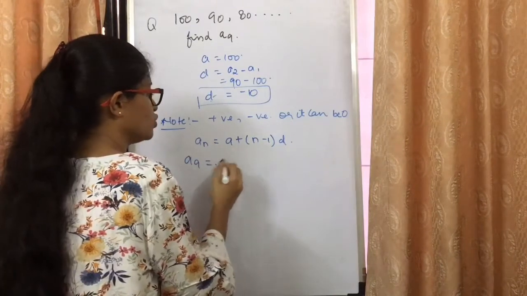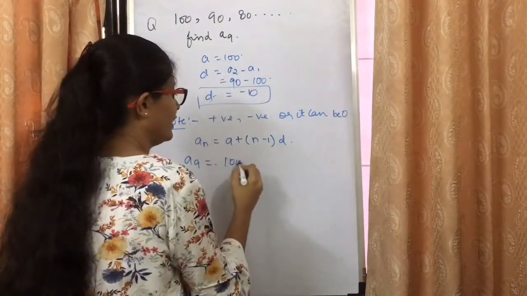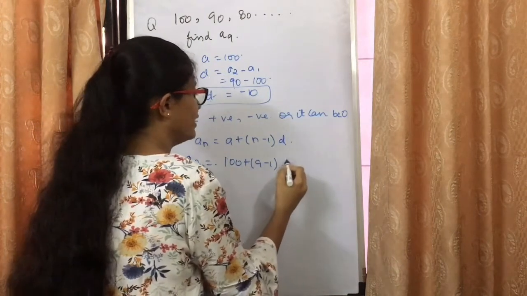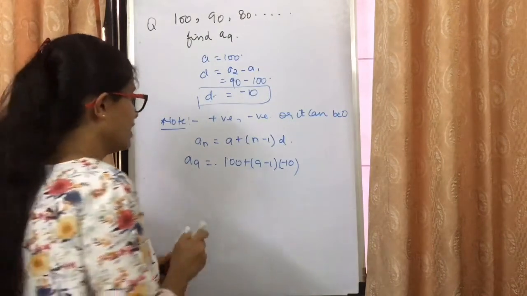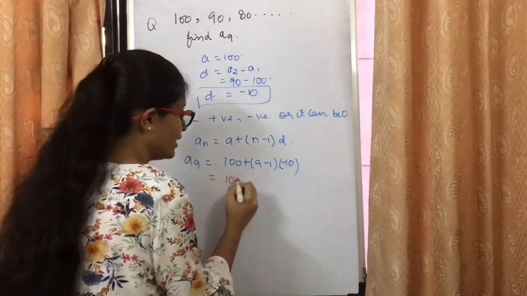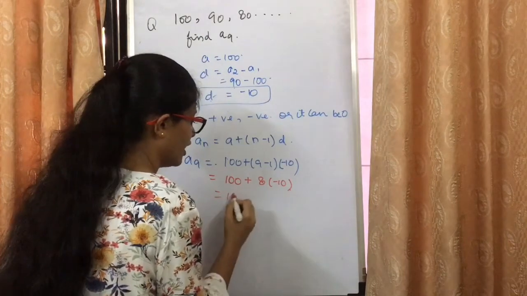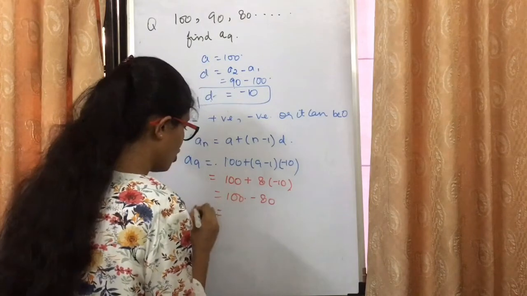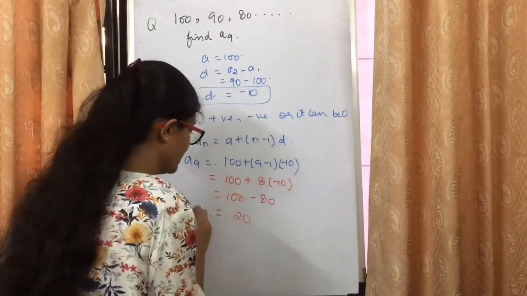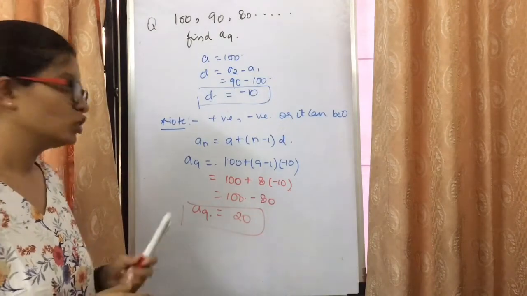A9 is equal to, n is 9. Remember that A is 100: 100 plus 9 minus 1 into minus 10. Remember it is minus 10. Now this is 100 plus 8 into minus 10. So 8 into minus 10 will give you minus 80, and the answer for the ninth term comes out to be 20.